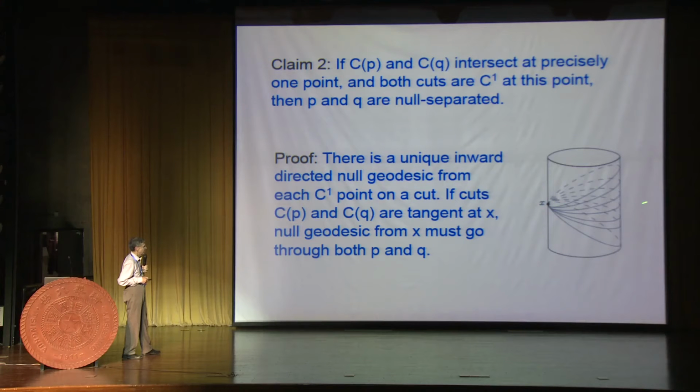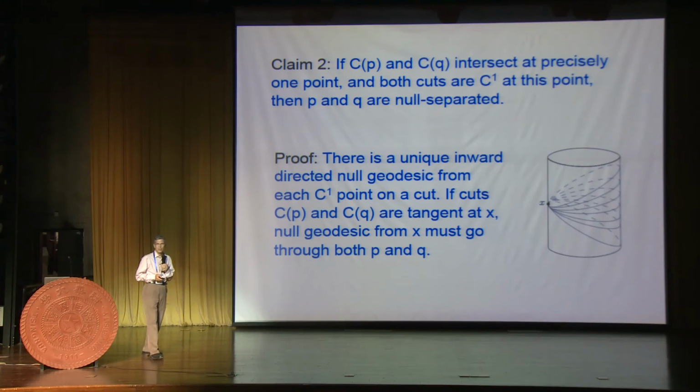So here is a cut, and there's some null geodesic into the bulk here. The statement is that if these cuts are tangent, then the null geodesic which is orthogonal to this cut is also orthogonal to that cut. And therefore, it must go through both P and Q. And therefore, P and Q must be null related. In fact, you can prove the converse, that if you have a null geodesic which goes out to the boundary and hits the boundary at a point x, the cuts associated with each point on that null geodesic are all tangent at x.